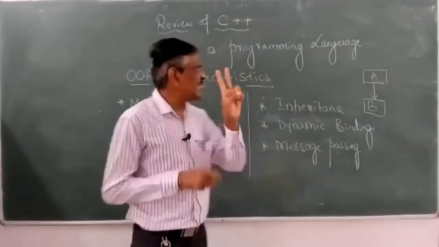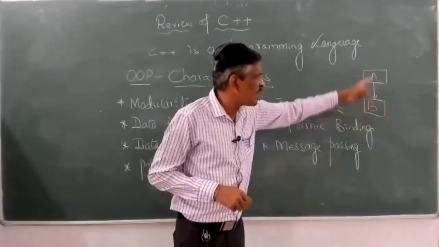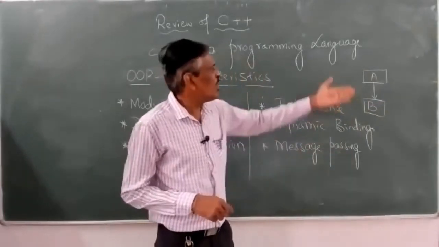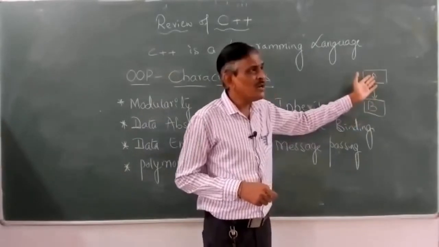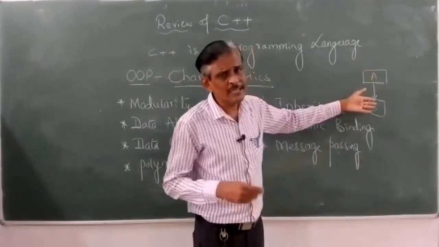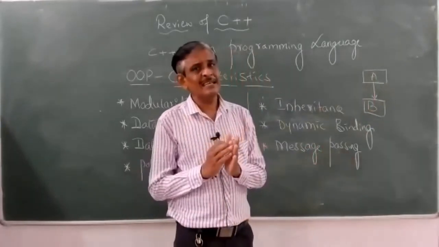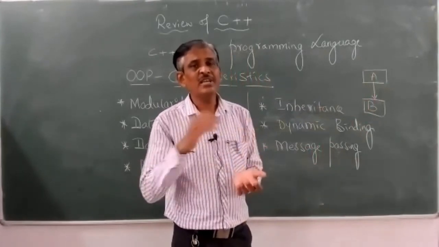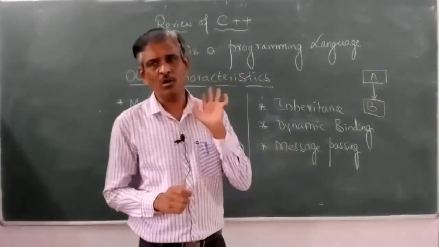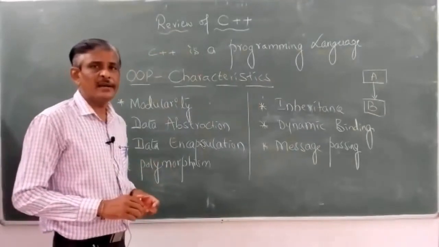Suppose there are two objects, object A and object B. Then how are they going to communicate? Object A and object B communicate through message passing. What is the message? Message is nothing but a request. Object B may be requesting object A to send this. Or else object A gives a message to object B to perform this operation. So that we are calling message passing. It means through message passing, the objects can communicate with each other. The objects can communicate through message passing in object-oriented programming. So these are all the characteristics of object-oriented programming.